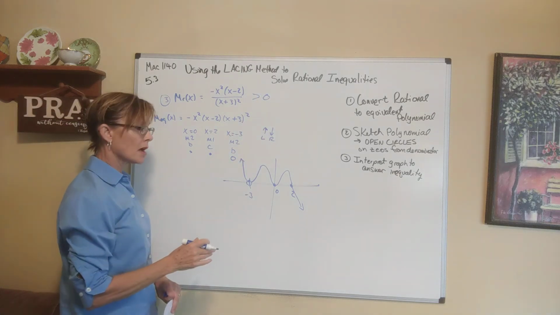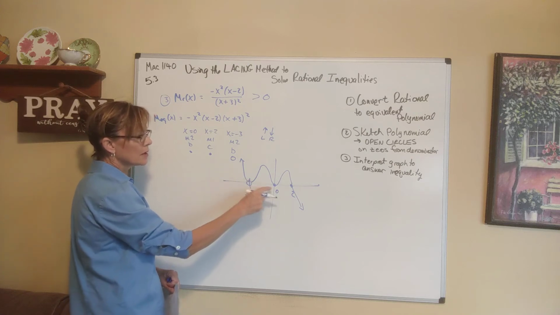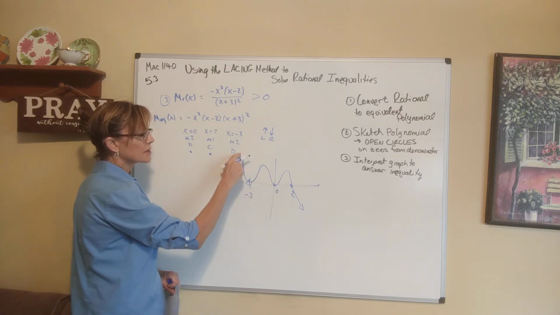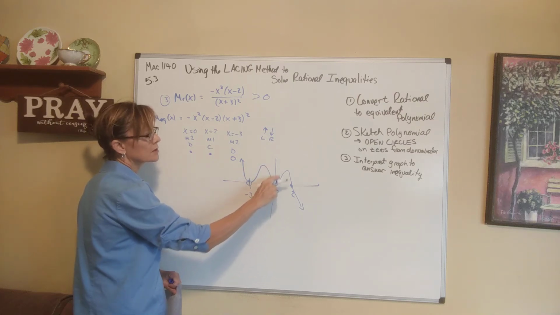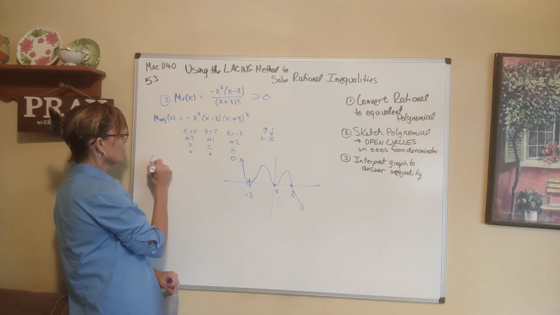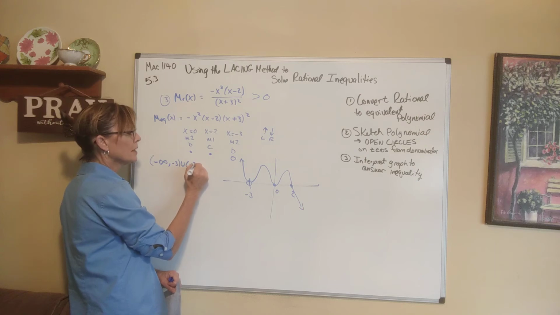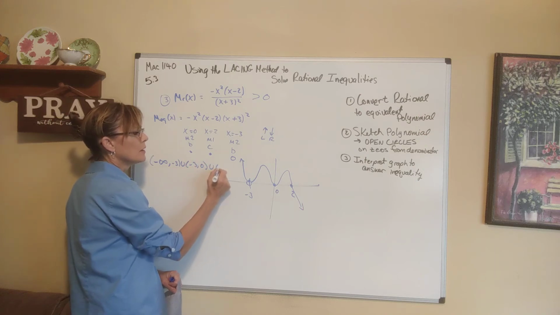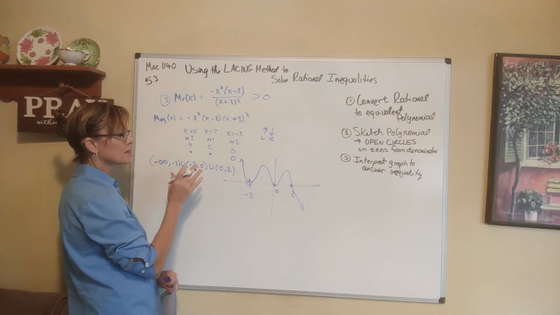Where is this just positive? Just positive means don't include where it equals 0, just positive. So that's going to be from here, don't include this, here, don't include this, here. So where is it just greater than 0? It's going to be from negative infinity to negative 3, from negative 3 to 0, from 0 to 2. That is where it's just positive.